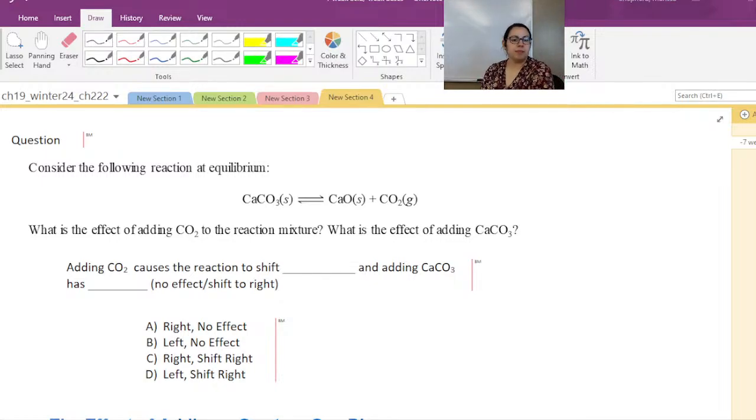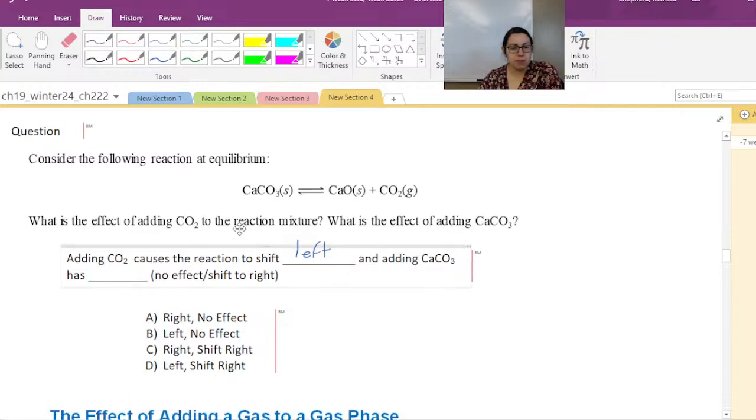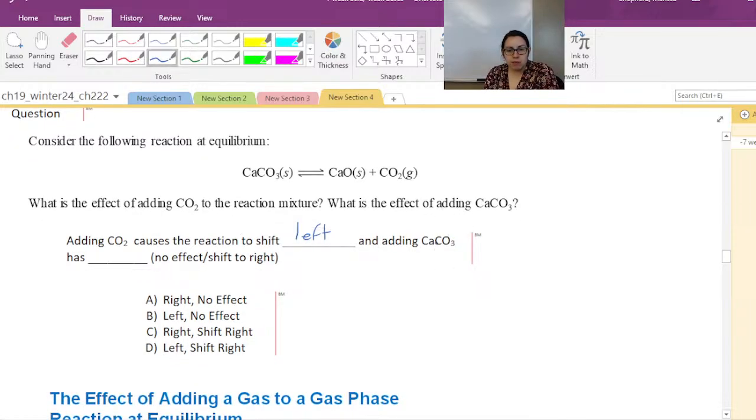So what would CO2 do? Which way would it shift? Left, right? It would favor the formation of reactants. So too much, so we have to get back to equilibrium. What happens if we add calcium carbonate?